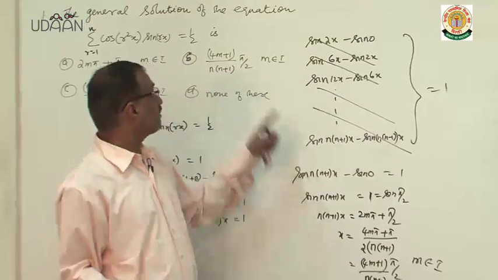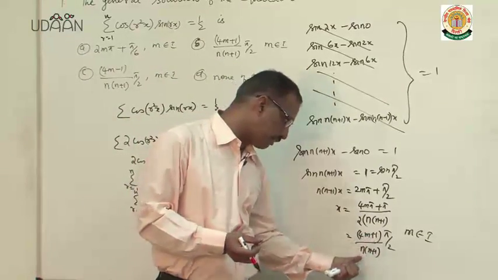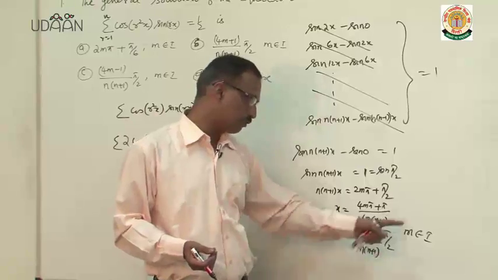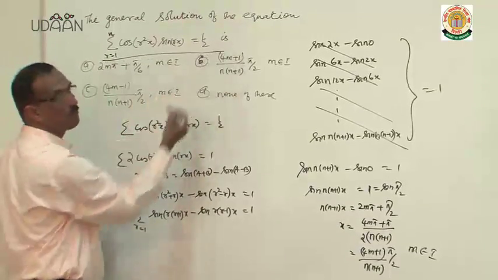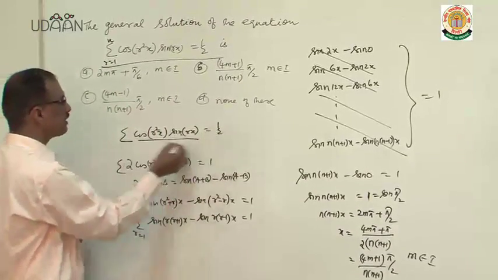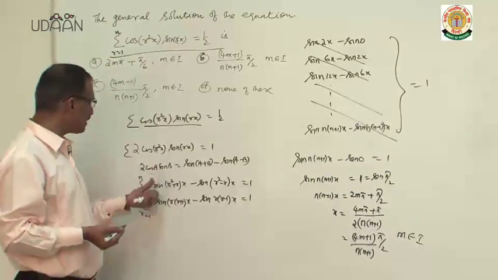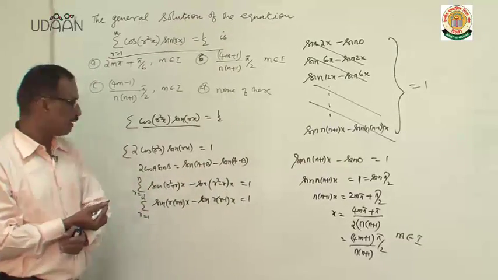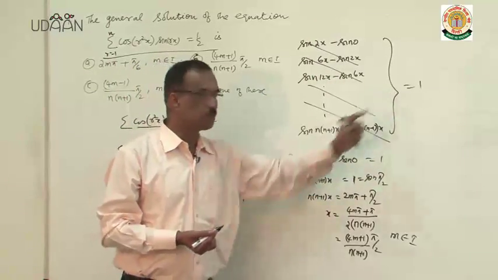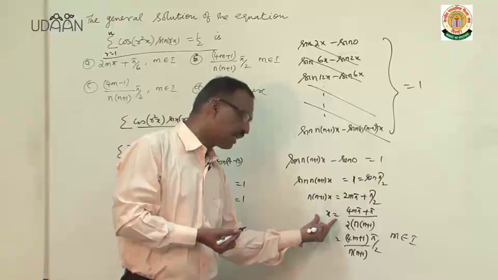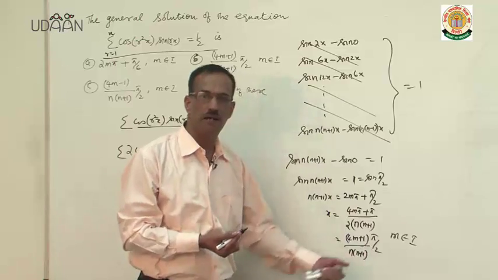So, we have to find out the value of x, we have to find the solution. X equals (4m plus 1) by n into (n plus 1) pi by 2, where m belongs to I. So, what we have done here, we are given the sigma. From this, we have used this formula, 2 cos A sin B is sin(A plus B) minus sin(A minus B), and simplified to their sum, that is equal to 1 given, and from there we got the value of x equal to (4m plus 1) by n into (n plus 1) pi by 2 as the solution.